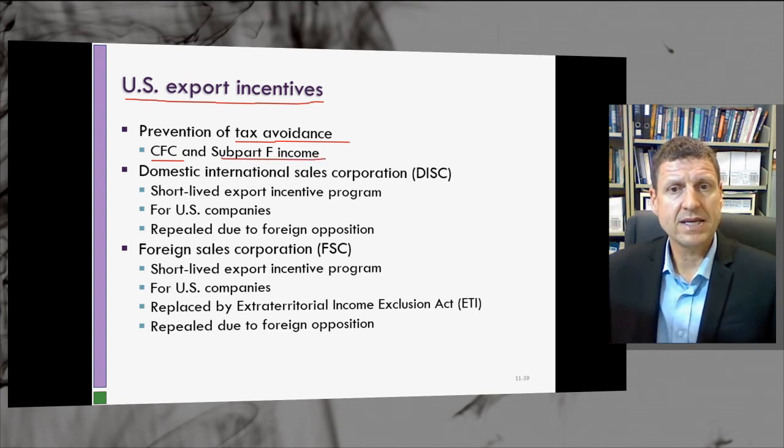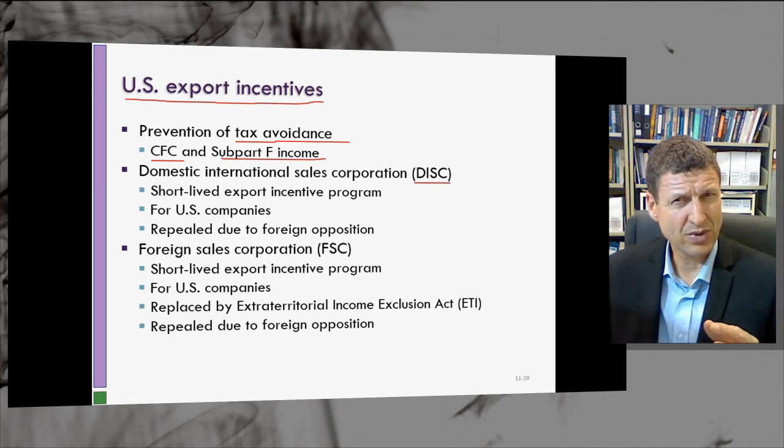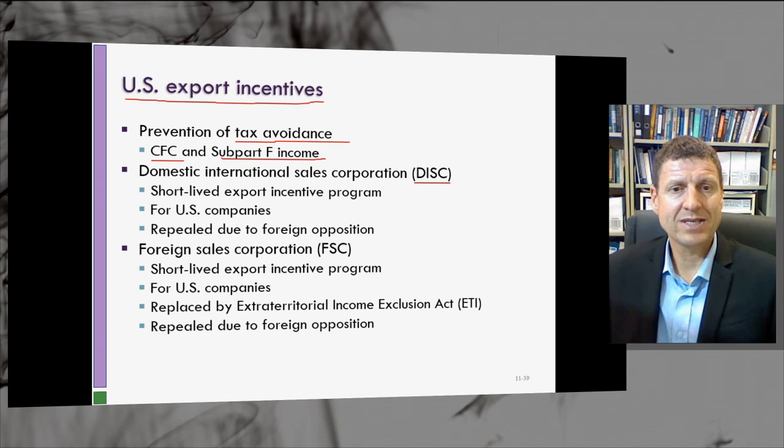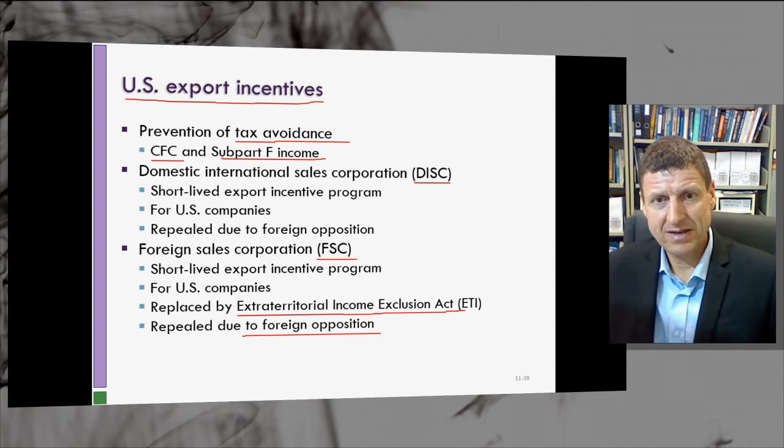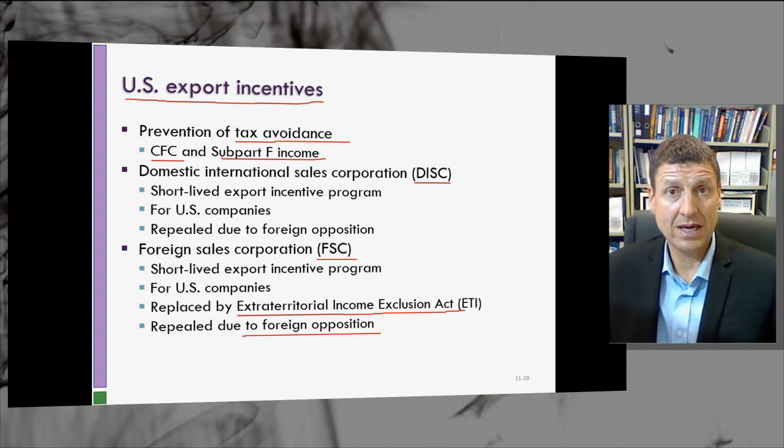There's the Domestic International Sales Corporation, which was a short-lived export incentive program for US companies, but it was repealed due to foreign opposition. And now we have the Foreign Sales Corporation. That's another thing to look out for. It's a short-lived export incentive program for US companies, but was replaced by the Extraterritorial Income Exclusion Act and repealed due to foreign opposition. So there's a lot of incentives the US have tried to give to their own companies in expanding around the world.